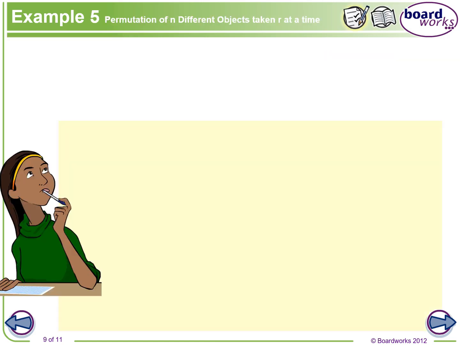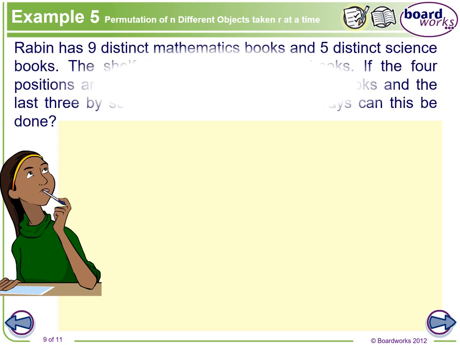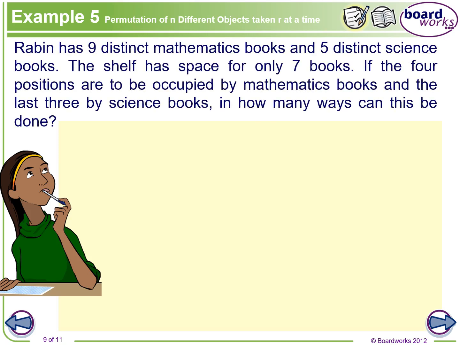Example number 5. This is a permutation of n different objects taken r at a time. Rabin has 9 distinct mathematics books and 5 distinct science books. The shelf has space for only 7 books. If the first 4 positions are to be occupied by mathematics books and the last 3 by science books, in how many ways can this be done? In this problem, there are 2 permutations: the permutations of the mathematics books and the permutations of the science books. So you are going to multiply the 2 permutations.